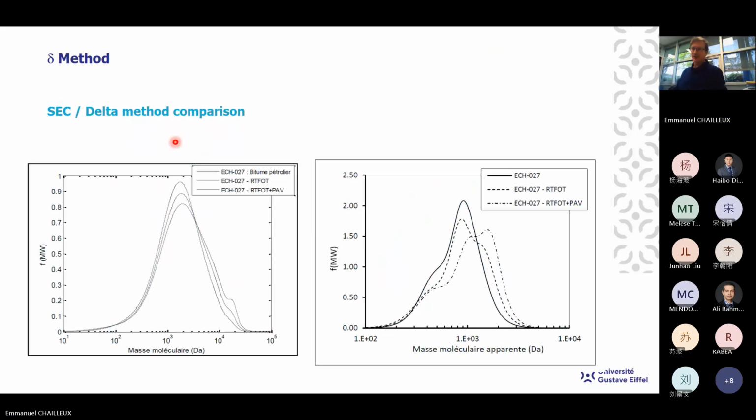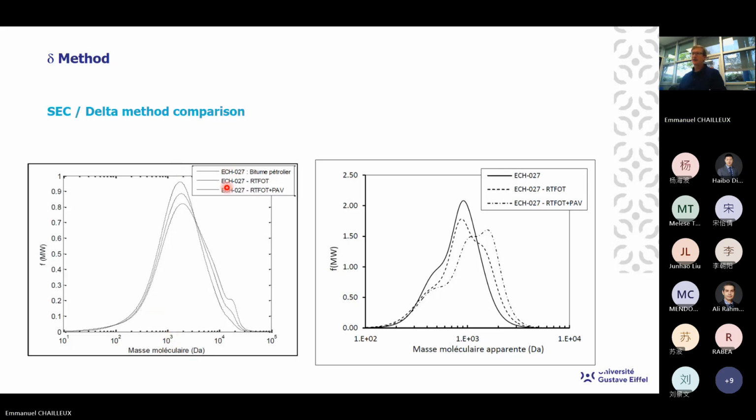If we compare the result of this delta method to the usual size exclusion chromatography method, here we have the size exclusion chromatogram, and here we have the chromatogram measured using the delta method. Of course, we do not have the same distribution, but the good news is that this distribution is centered around the same molecular mass, around 1000 Dalton.